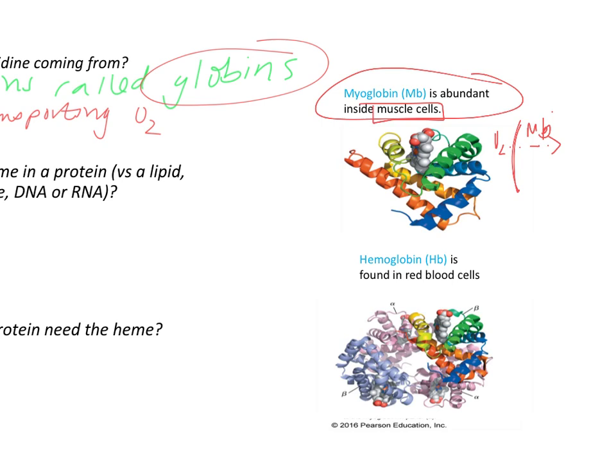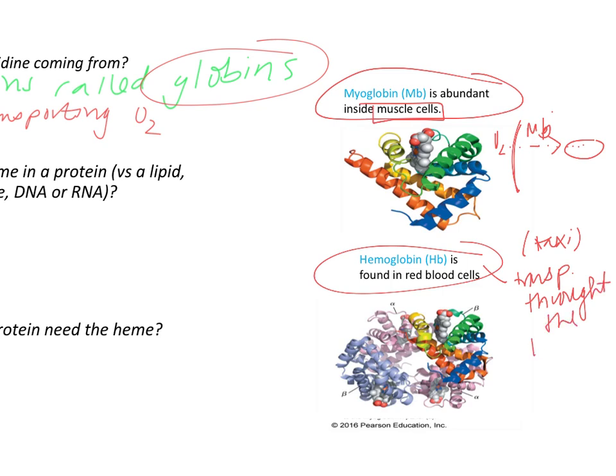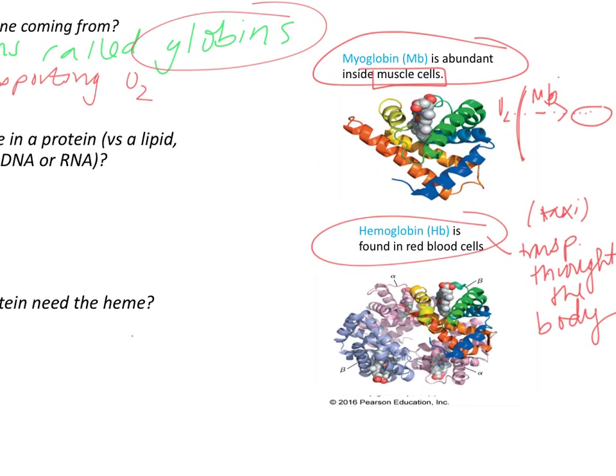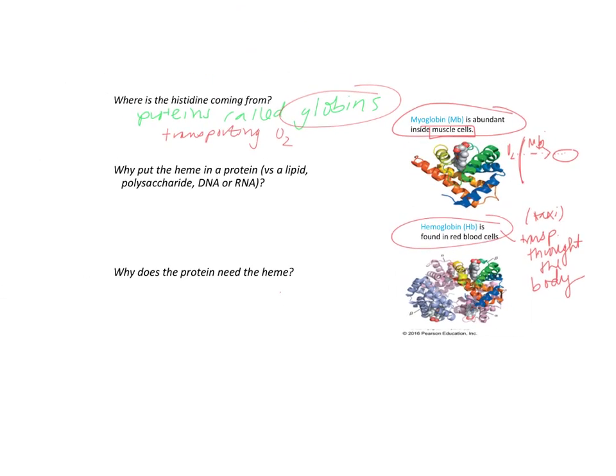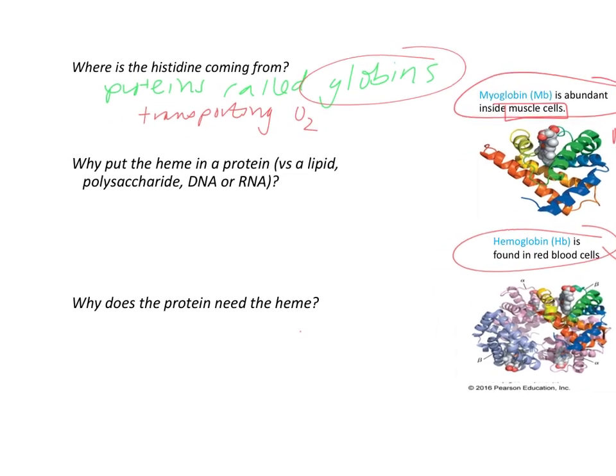MB is the abbreviation for myoglobin. It transports oxygen from the outside of cells all the way into the mitochondria, where it is converted into water, and that helps make ATP. Hemoglobin is in red blood cells, and this is your primary transporter, i.e. the taxi, the transporter throughout the body or in the bloodstream. Okay, so globins are where the proximal histidine comes from. And globins are proteins, globular proteins that transport oxygen.